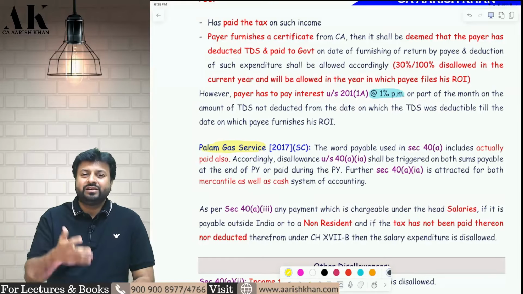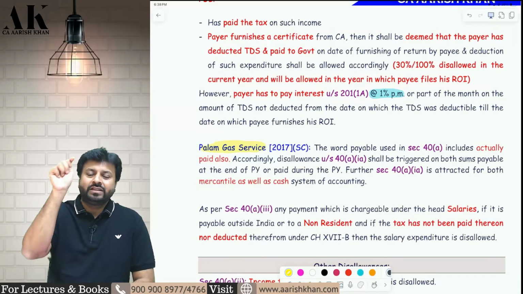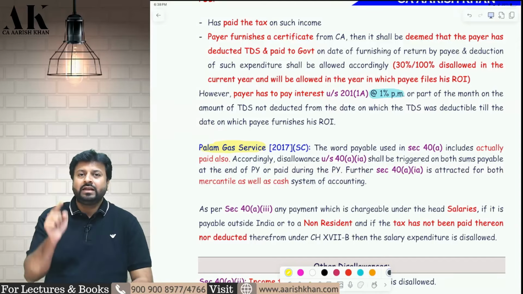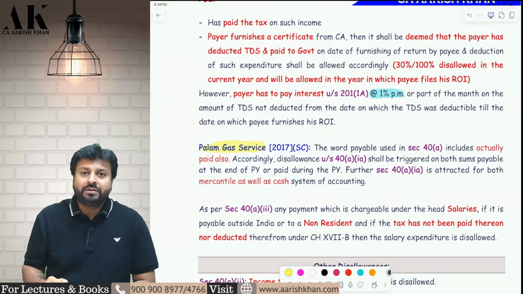The court said that no, TDS has nothing to do with the mercantile or cash system. Whether you are following the mercantile system or cash system, it doesn't matter. TDS is applicable to everybody. This is the first thing which is clarified by Palam Gas Service. What is the second thing which is clarified by Palam Gas Service?